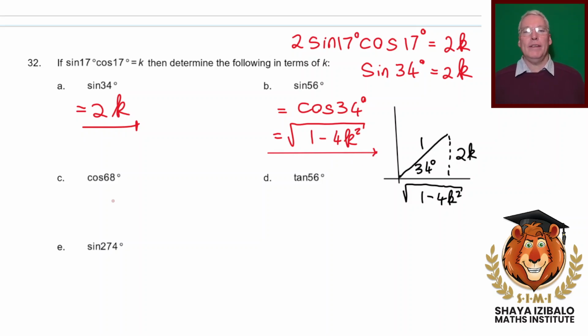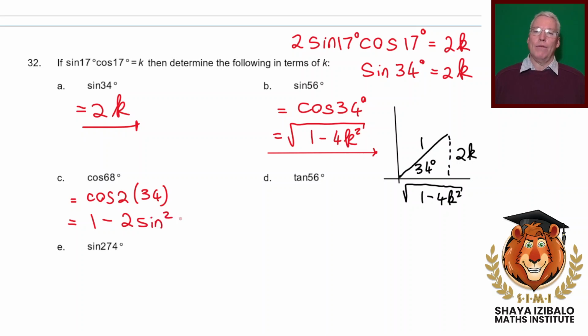Okay, cos of 68. Well, let's try and think about where 68 is. 68 is actually twice 34. So that's going to be cos of 2 lots of 34. Now, we know an expression for sine of 34. So let's go with the 1 minus 2 sine squared 34 flavor. Remember, there are 3 different flavors for cos of 2 theta. So in fact, this is going to be 1 minus.